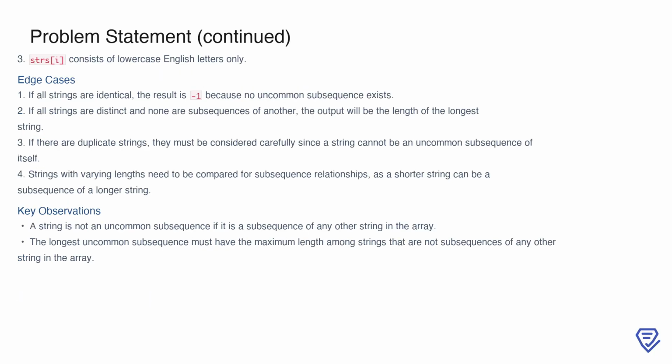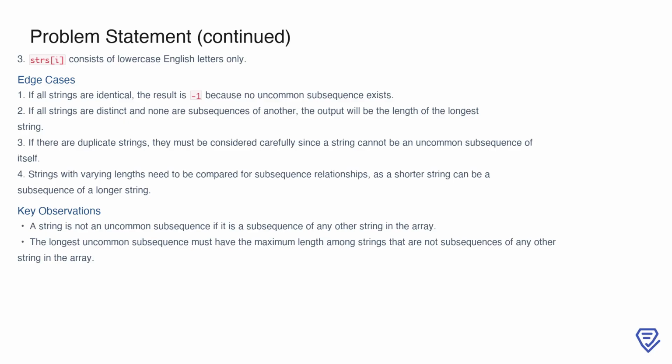There are some important constraints and edge cases to consider. First, the number of strings in the array can range from 2 to 50, and each string can have a length between 1 and 10. All strings consist only of lowercase English letters. One edge case arises when all strings are identical. In this situation, no uncommon subsequence exists, and the result is -1. Another scenario is when all strings are distinct and none is a subsequence of another, where the output will be the length of the longest string.